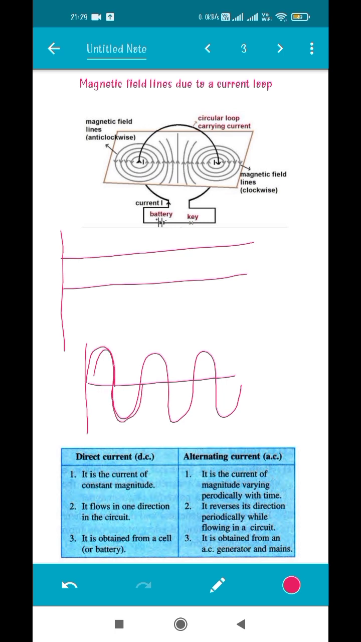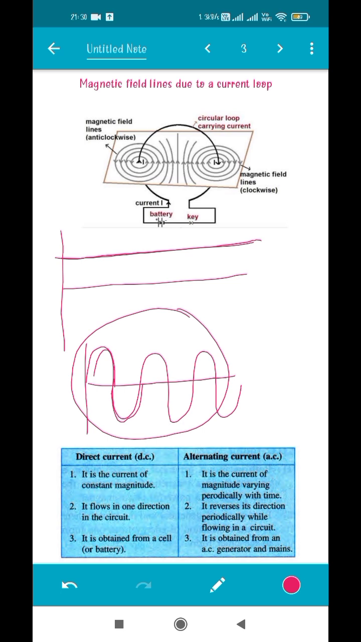Next, direct current is a current of constant magnitude. Its value will always remain the same because it travels in this manner. But alternating current is a current of varying magnitude which will change periodically with time, like you can see in the figure. Its value will also change periodically with time.